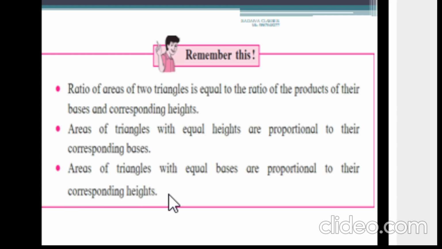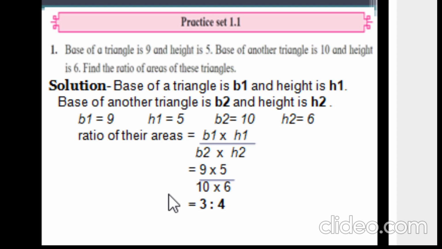Now we are going to solve Practice Set 1.1. Let's see the first question. What is the first question? The base of a triangle is 9 and height is 5. The base of another triangle is 10 and height is 6. You have to find out the ratio of areas of these triangles.